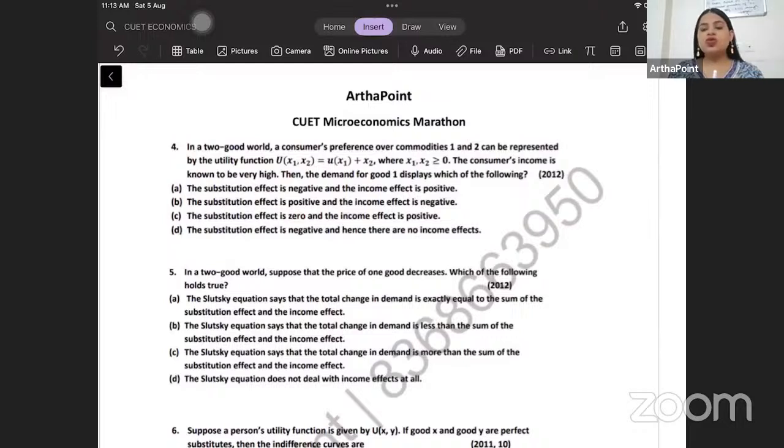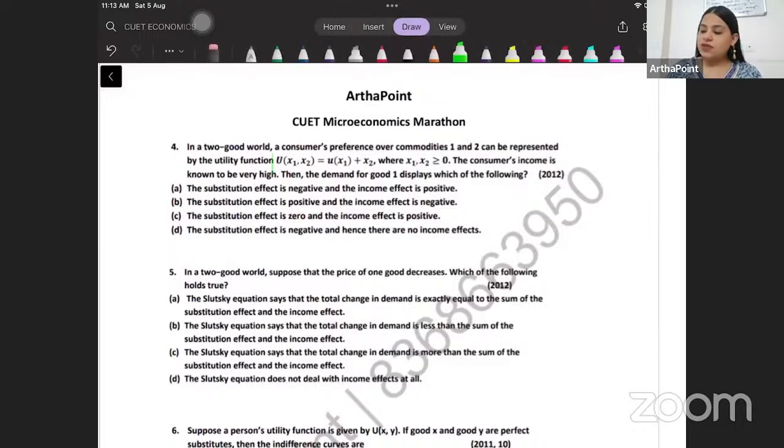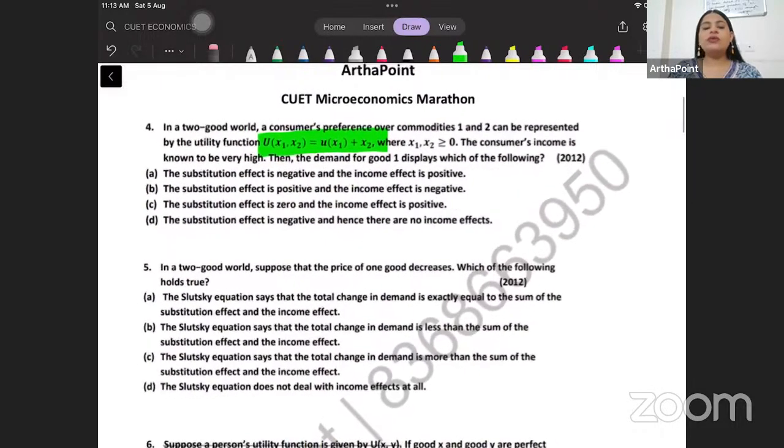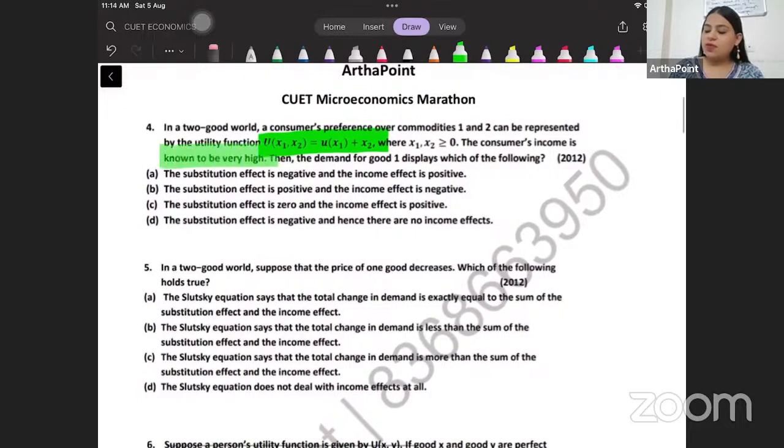Okay, beta. So to begin with, let us go ahead and start today's session. Look at the first question of the day. In a two-good world, a consumer's preference over commodity 1 and 2 can be represented by a utility function. But note that the utility function given to you is quasi-linear. The consumer's income is known to be very high.